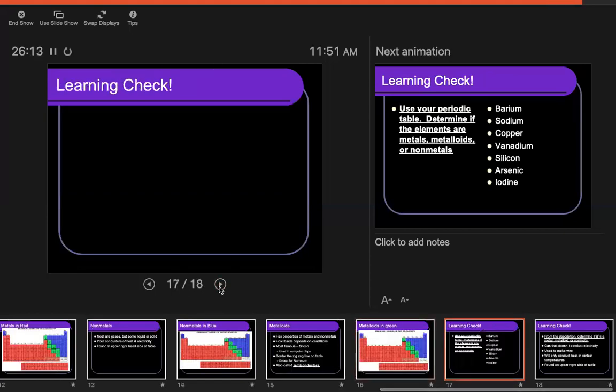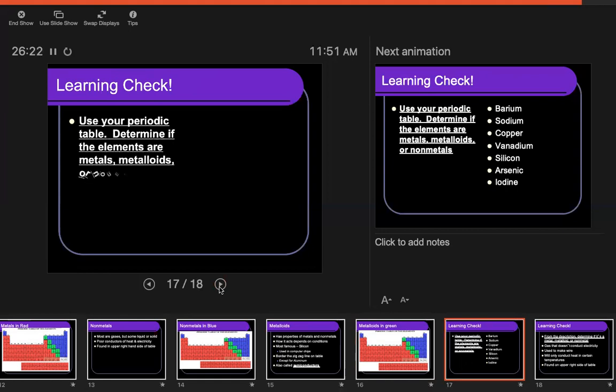All right. There's nothing else to write down, but look at the periodic table and see if you can do the skills that are asked of you. Use your periodic table, and I want you to tell me if this is a metal, a metalloid, or a non-metal. All right, find barium. It is number 56. All right, metal, non-metal, or metalloid? Metal. All right, sodium is number 11.